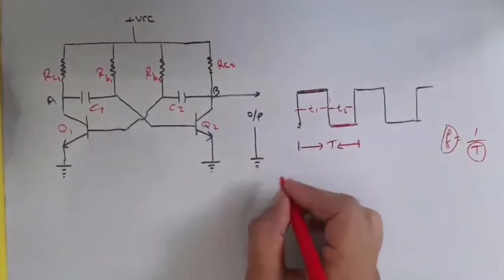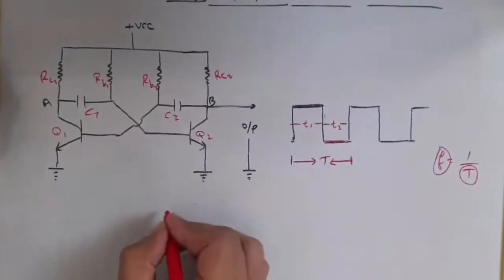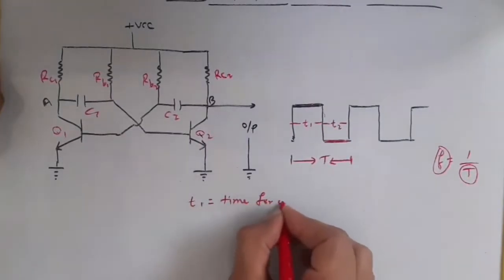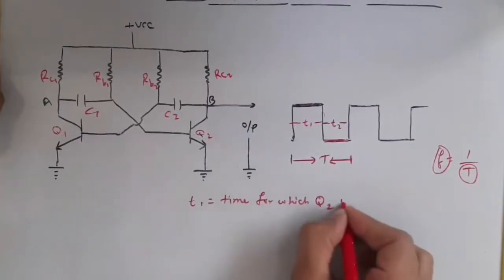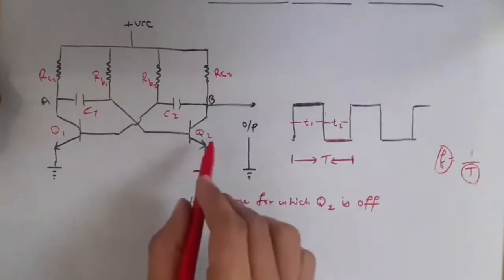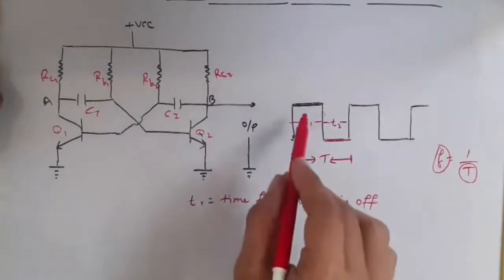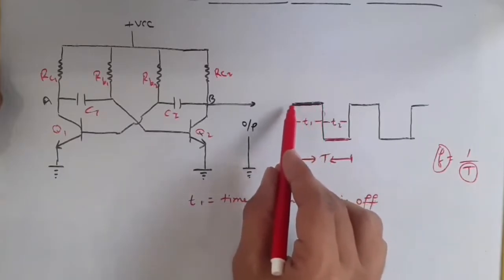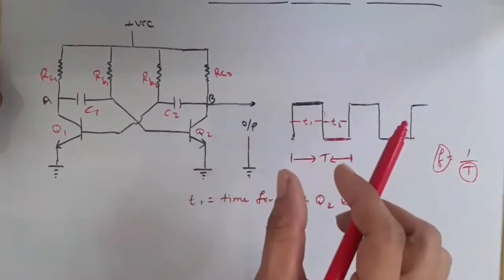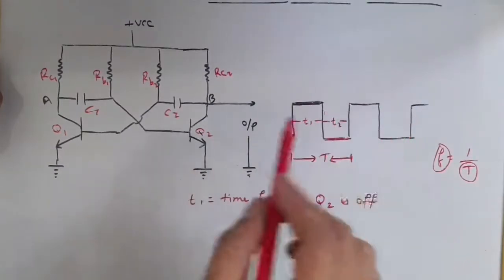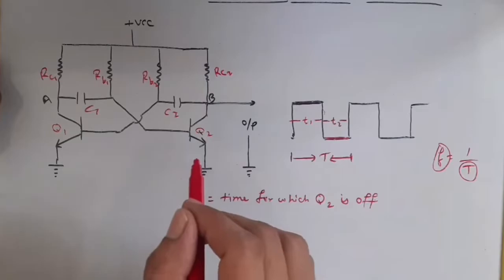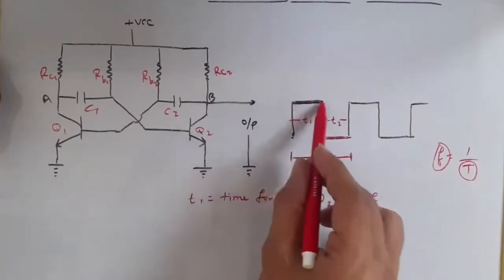Okay, so here I will write t1 is the time for which Q2 is off, isn't it? Whenever Q2 is off, during that time you will get the high output here. Okay, and it will be high for a certain amount of time. How long it will be in a higher state depends upon how long Q2 is in the off state, cutoff state. For that same time only your output will be in the higher state.